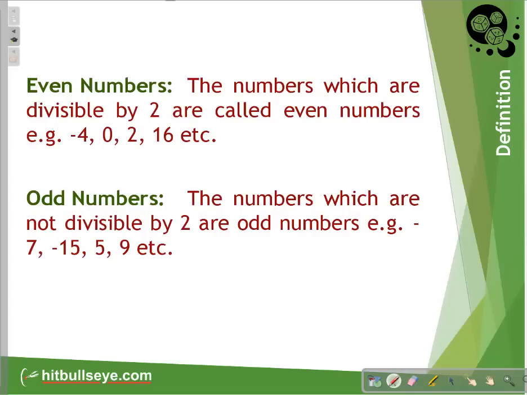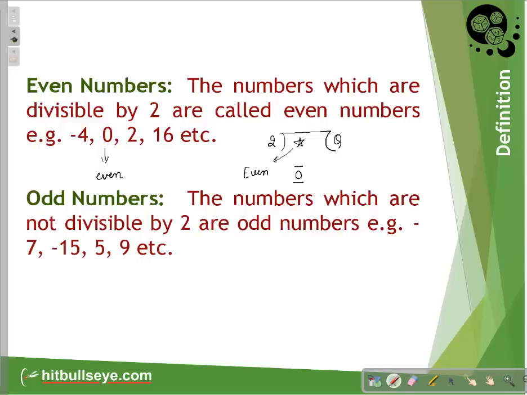Now come to the third type, even numbers. The numbers which are divisible by 2 are called even numbers. For example, -4, 0, 2, 4, 6, 8 and so on. We can say the table of 2 is a collection of even numbers. Or if we go by definition, you take any number and divide it by 2, and we get some quotient. If the remainder is 0, then this number is called an even number. I mean, if 2 divides any number completely, that particular number is known as an even number. We can talk about positive even numbers, negative even numbers, as well as 0. That is also an even number. Point to remember, 0 is also an even number.